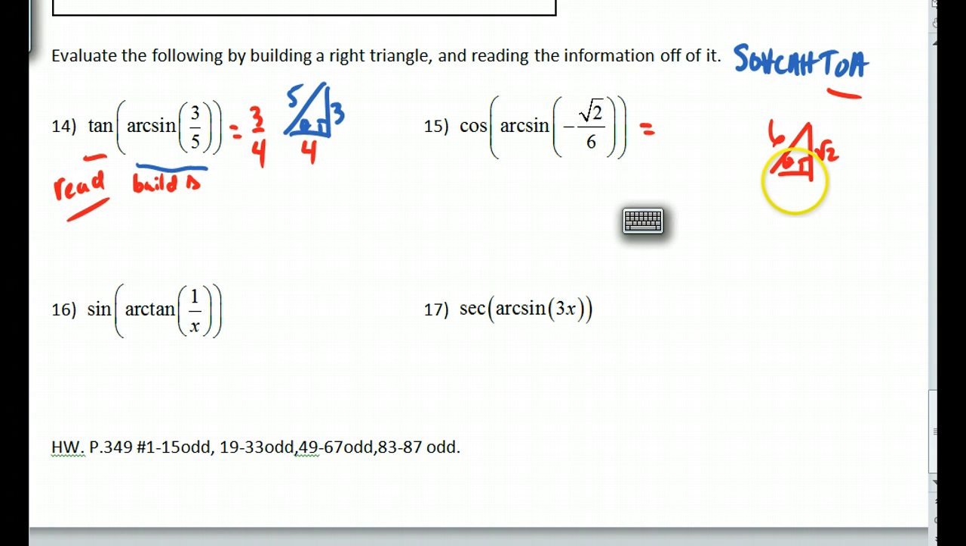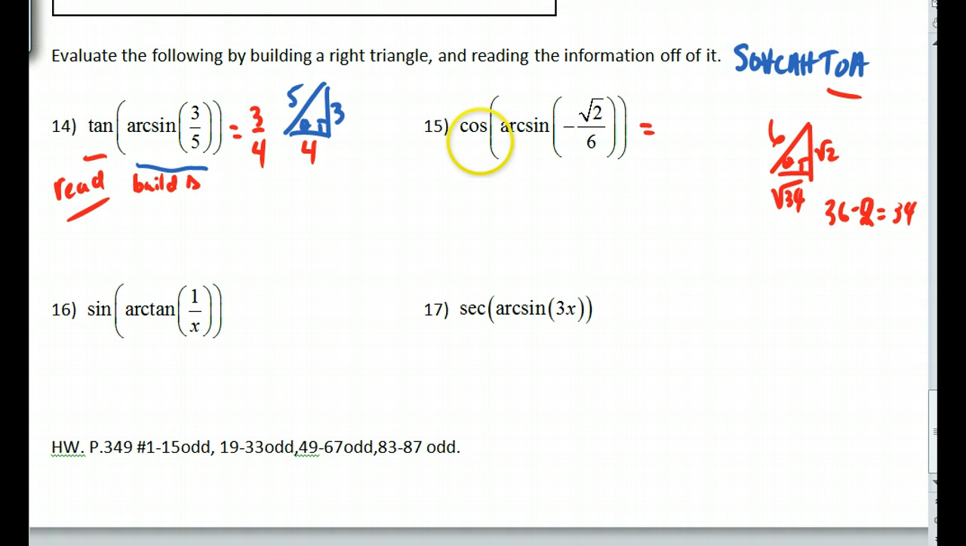Okay, so if I find this missing piece, I take 36 minus 4. Remember, if you know the hypotenuse, you subtract. So 36, oh, that would be minus 2. Sorry, square root of 2 is squared. So this would be 34. So this would be the square root of 34, this missing piece.